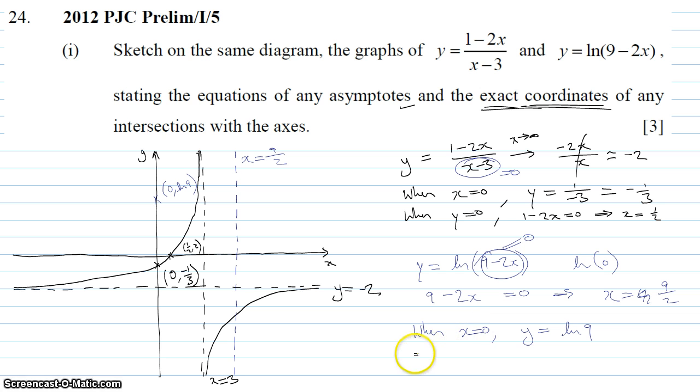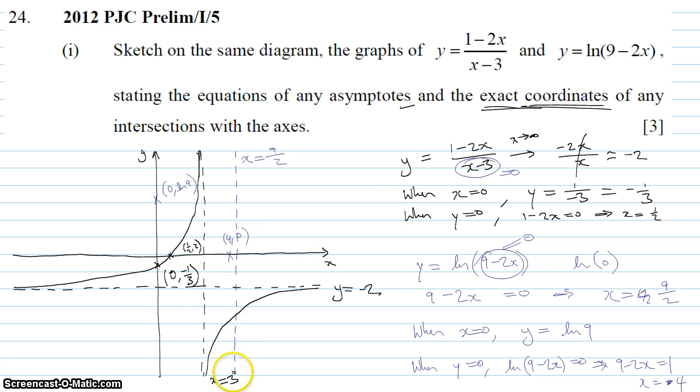And when y equals 0, I get ln(9 minus 2x) equals 0. That means that 9 minus 2x equals 1. That means that x equals negative 4. No, not negative 4. x equals 4. Good. So I get a point here. This is 4.5, so 4 should be somewhere around here. I get the point (4, 0). So this gives me enough information to draw this curve.